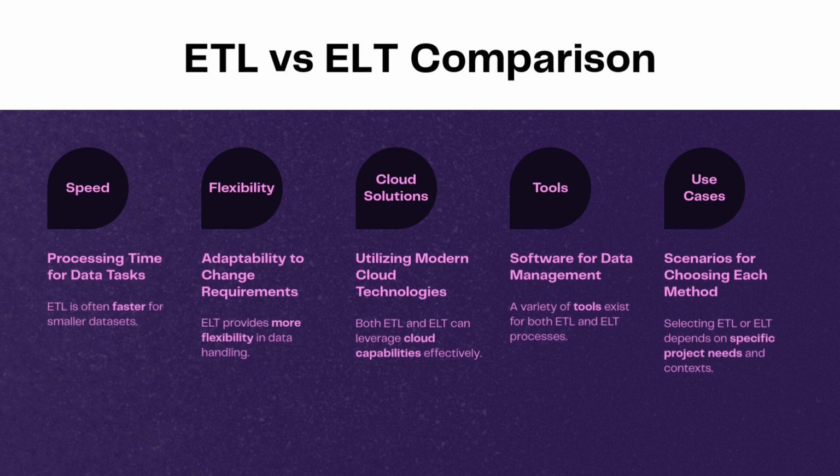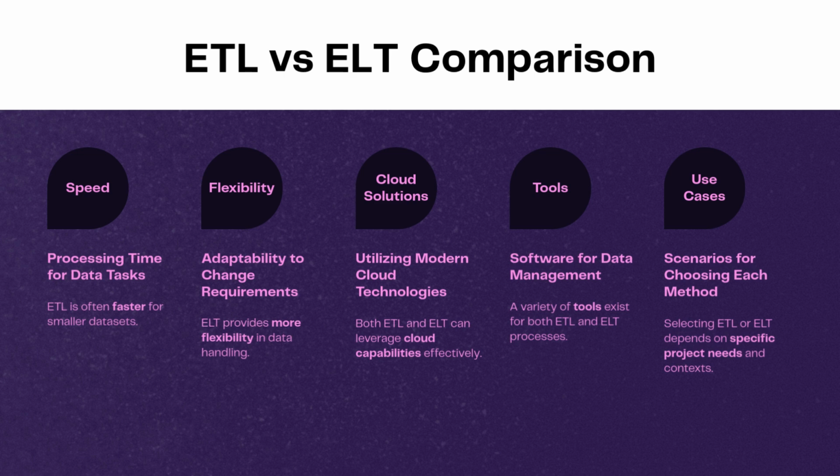ETL stands for extract, transform, load. In this process, data is extracted from the source, transformed, meaning it's cleaned, structured, and formatted, and then loaded into a data warehouse or database. ELT, on the other hand, stands for extract, load, transform. Here, the raw data is first loaded directly into the data warehouse, and then the transformation happens inside the warehouse itself.